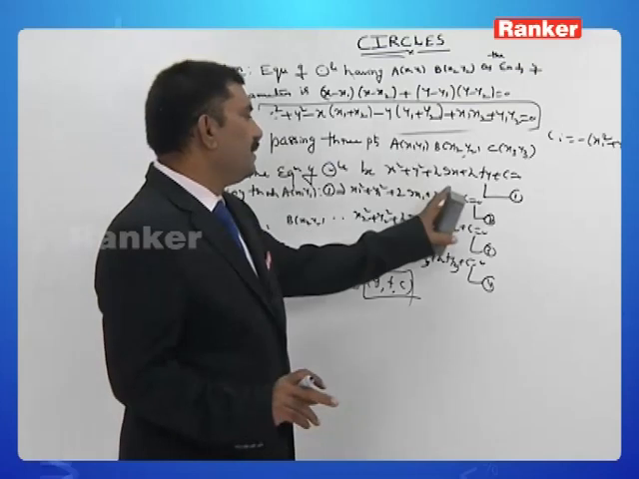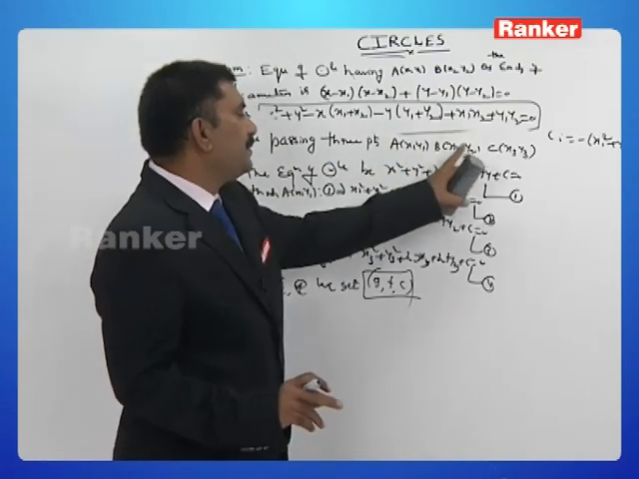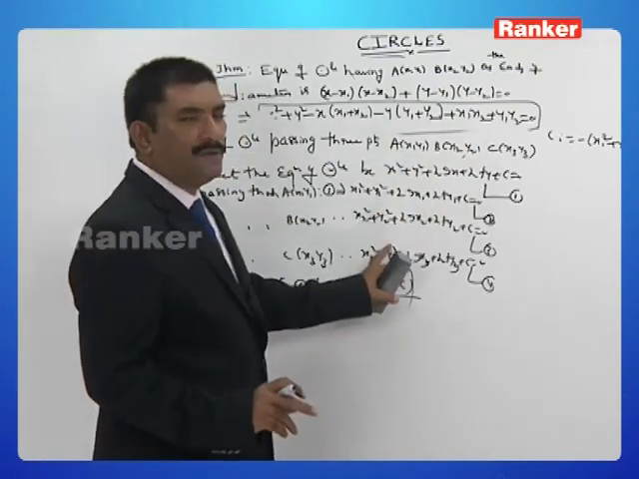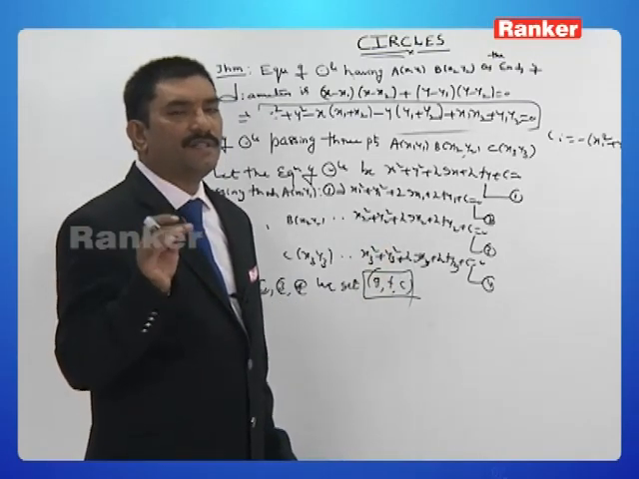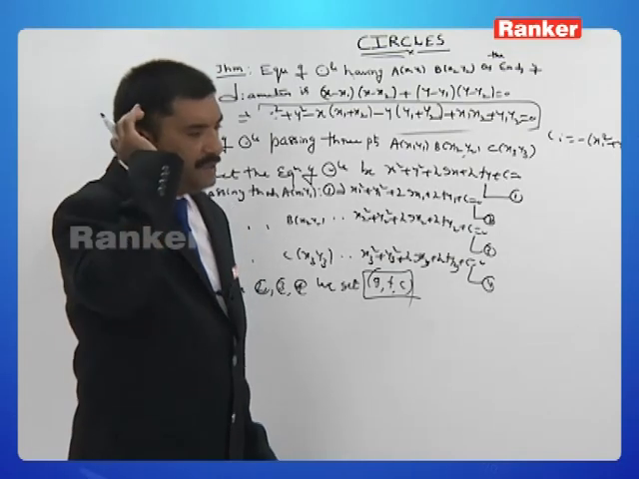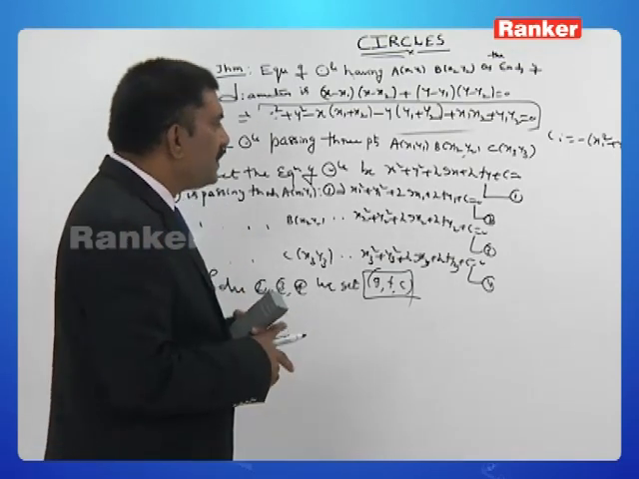The second method is this. Consider the general equation. This general equation is passing through 3 points. We have 3 equations. Solving them, we get 3 independent constants g, f, c.